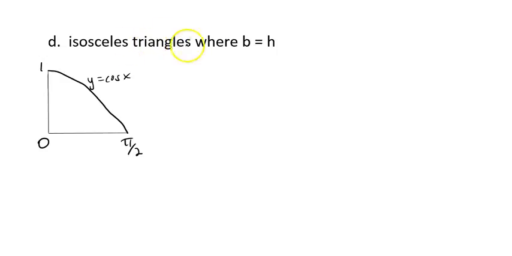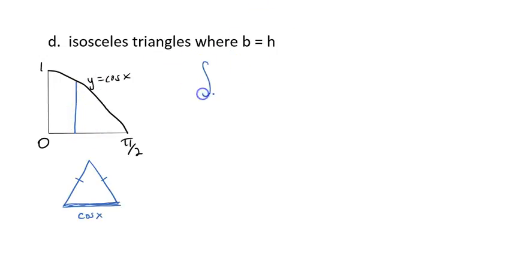Okay, now for the last type of slice that we're going to discuss today with this function. It's the one where we have an isosceles triangle where the base equals the height. And so the slice we're going to have is the base here of our isosceles triangle. And so again, that base is represented by that function.